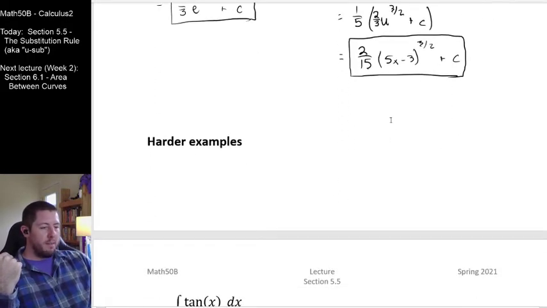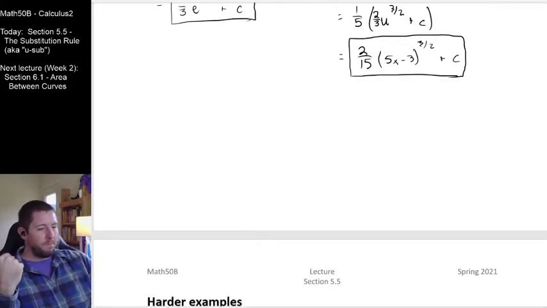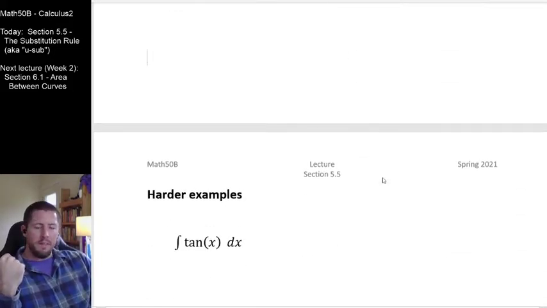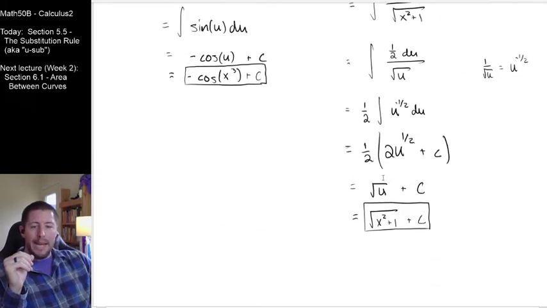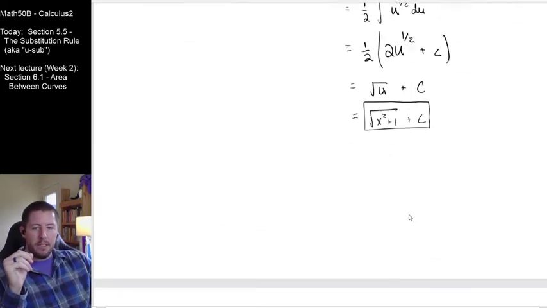Let's go ahead and look at some slightly more difficult examples. I'm going to do two slightly more difficult examples. One thing I also want to point out so far is that the 4 that we've done have all been indefinite integrals. We've got our plus c on the end.